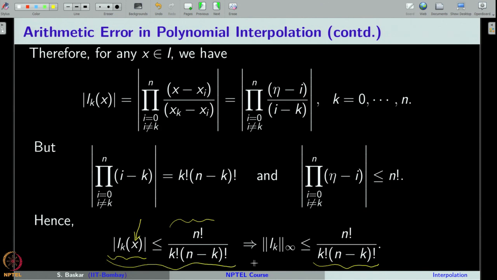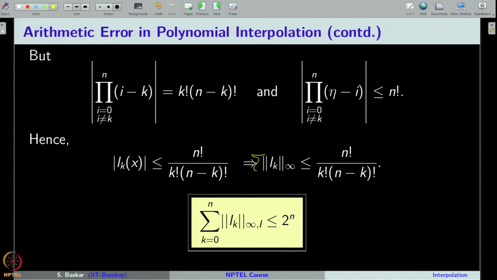Therefore, this indeed implies that the maximum norm of Lk is also less than or equal to this upper bound. Now, we will take summation on both sides over k equal to 0 to n. Then the summation over k equal to 0 to n is equal to 2 to the power of n, right? So, we will use that to get the upper bound for this sum as 2 to the power of n. That shows that the bound of this quantity is growing exponentially, right?